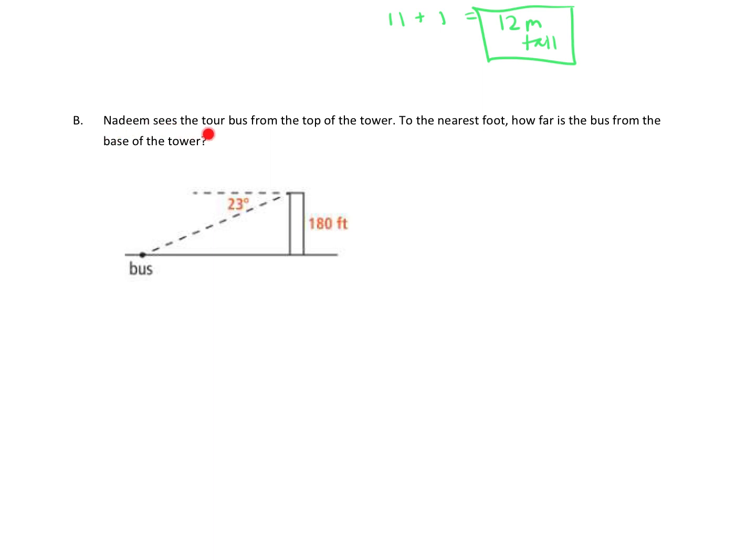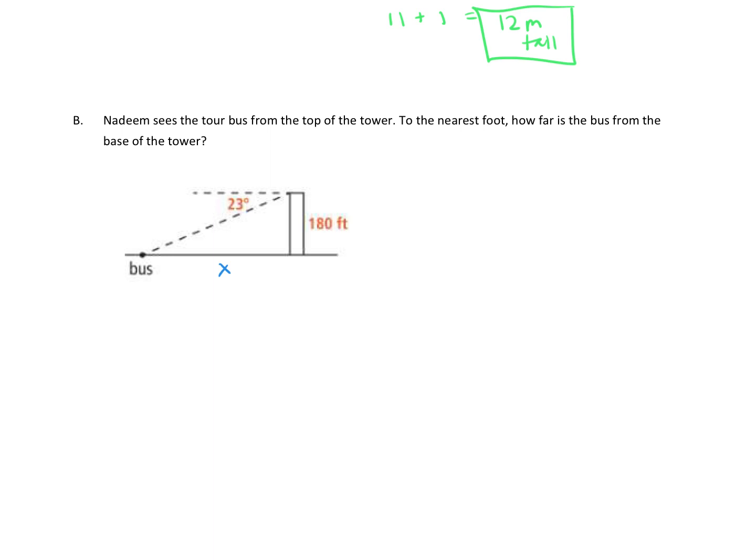So Nadim sees the tour bus from the top of the tower. So here's Nadim up here, the tour bus is down here, and here's that line of sight, seeing that tour bus below. To the nearest foot, how far is the bus from the base of the tower? So here's the bus, here's the base of the tower. They want to know what this distance is, so that's where I'm going to go ahead and put an X.